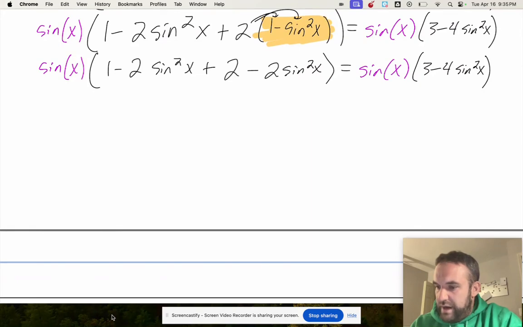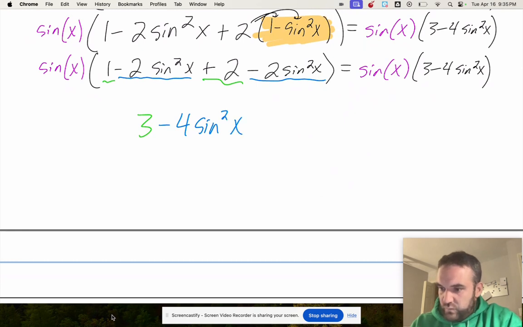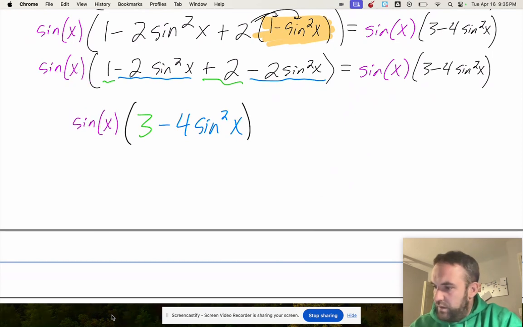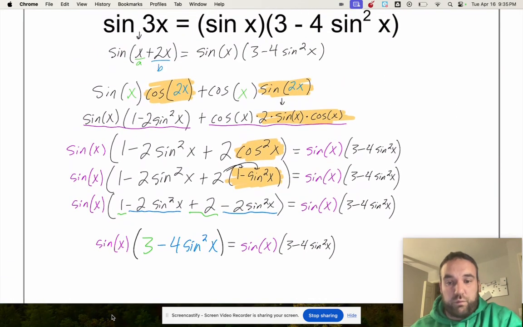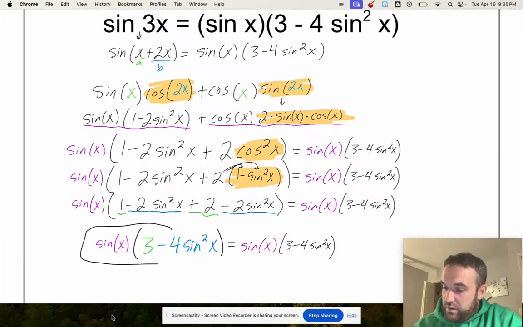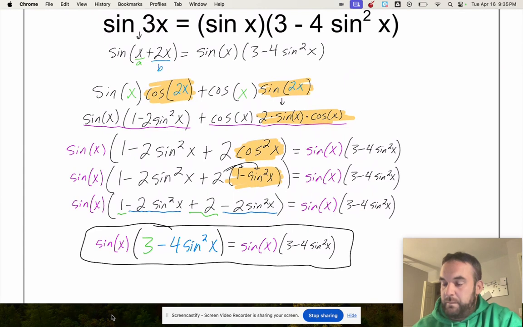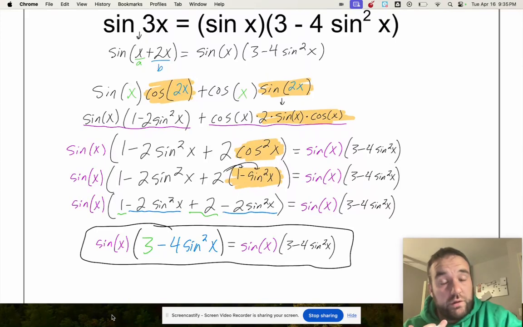Because now when I go to combine like terms, I have a 1 plus a 2, so it's going to make 3. Negative 2 sine squared and another negative 2 sine squared is going to be negative 4 sine squared of x, which is perfect because that is what I am trying to verify this thing over here is equal to. That is an exact match: I have sine x multiplied by 3 minus 4 sine squared x. So there is my justification that this identity is actually correct. And I verified it.